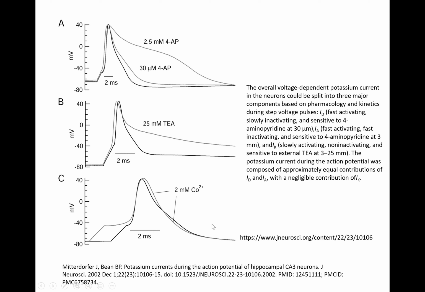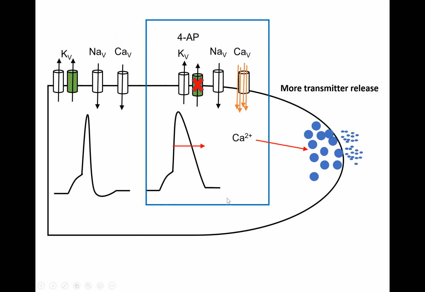And this is just an example of maybe blocking the calcium activated potassium channel by using cobalt. Okay, so now we go back to, if you had an action potential and you blocked one of the voltage-gated potassium channels with 4AP, what would it do?